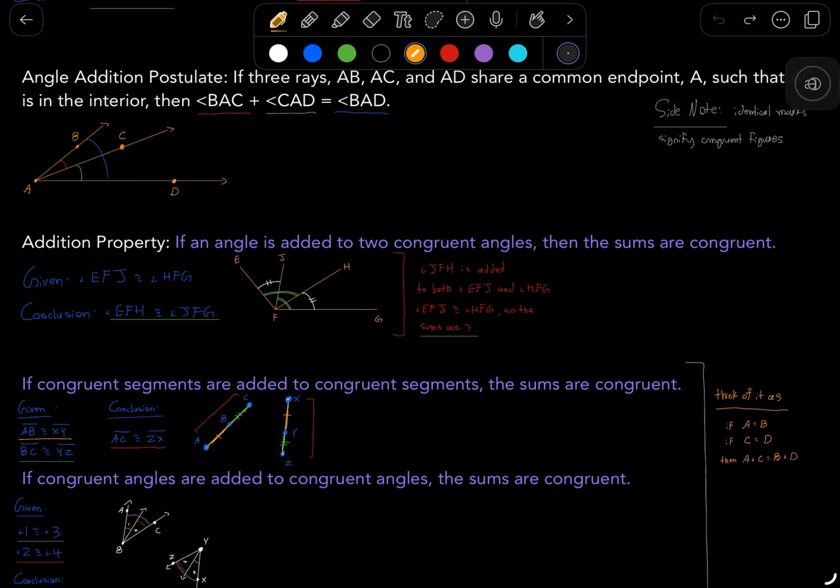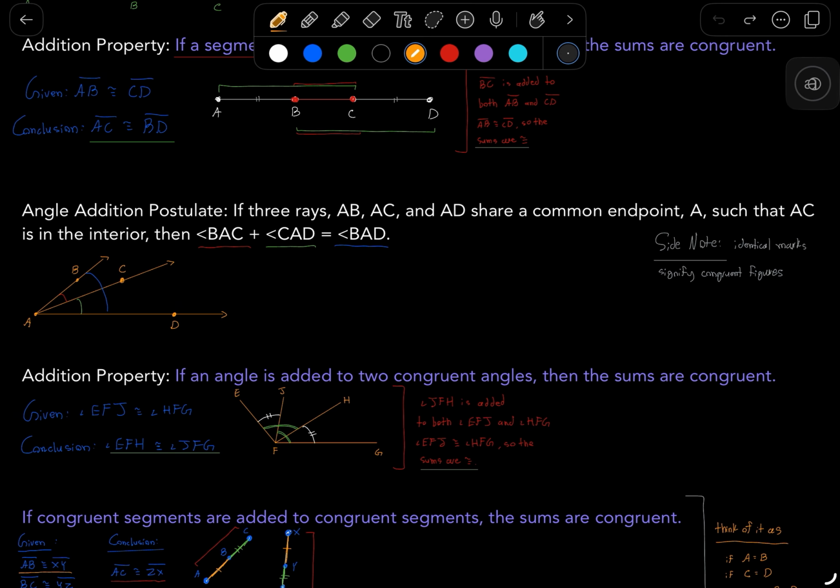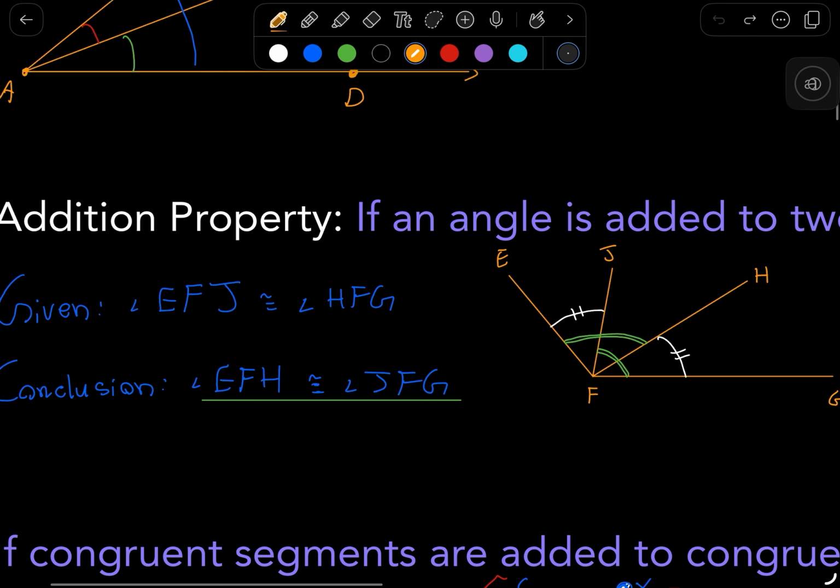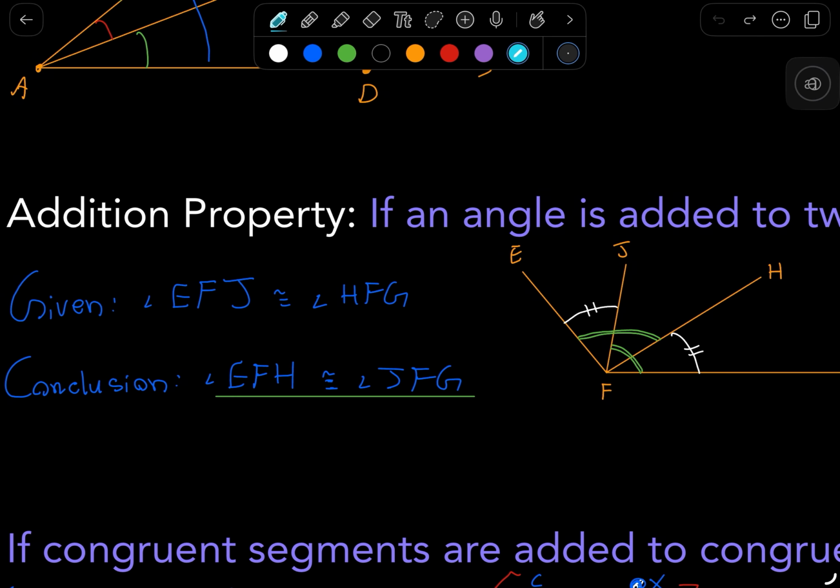Okay, now, same thing, addition property, right? For angles though, this time, not segments. If an angle is added to two congruent angles, then the sums are congruent, right? How does that look? Well, let's say we're given the white angles, which are congruent to each other, right? That's what we're given, and we're trying to prove that the green angles are congruent.